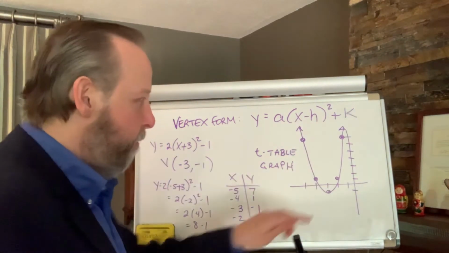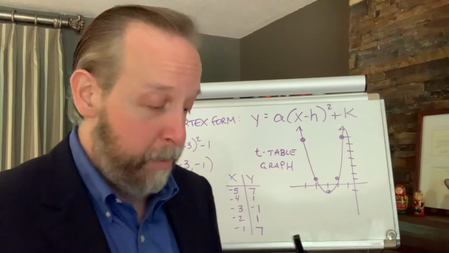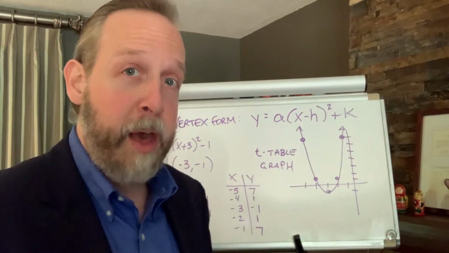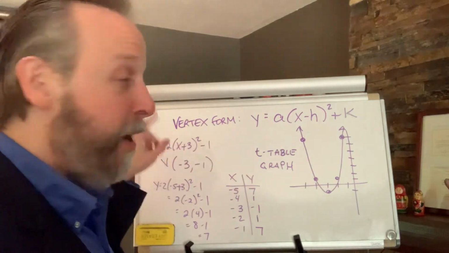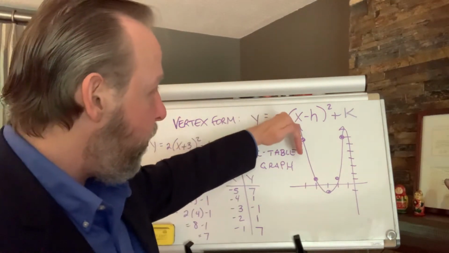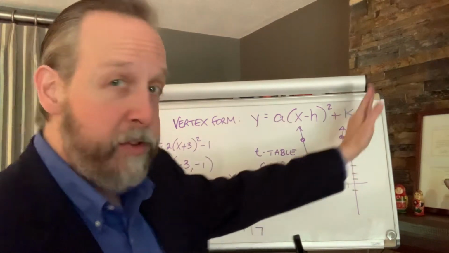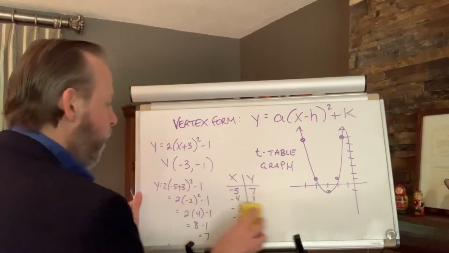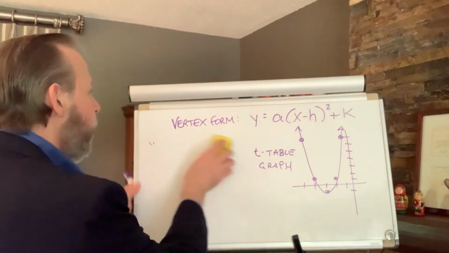And we'd say that the vertex, which is on the bottom of this parabola, is a minimum. It opens up. We also knew that because the a value here was positive, +2. And we can see that it's decreasing to the vertex and increasing away from the vertex. All right, vertex form reviewed.